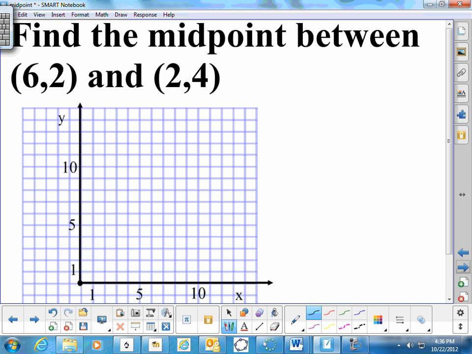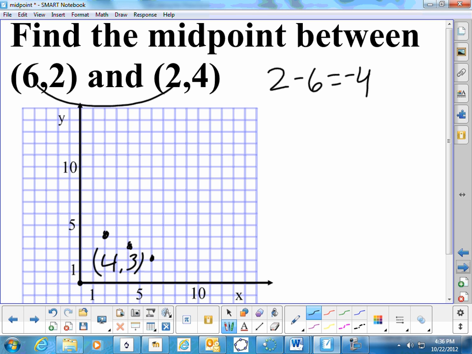6, 2, 2, 4. Looks like halfway is that point right there, which is 4, 3. Let's see mathematically. 2 minus 6 is -4. Half of -4 is -2.